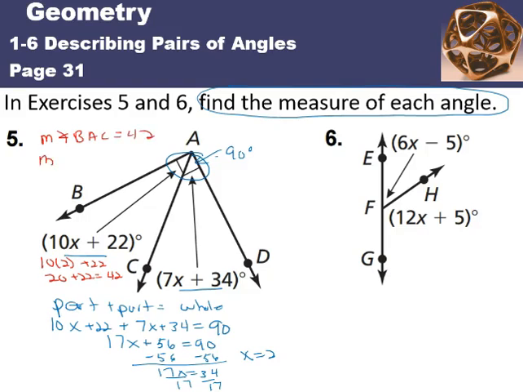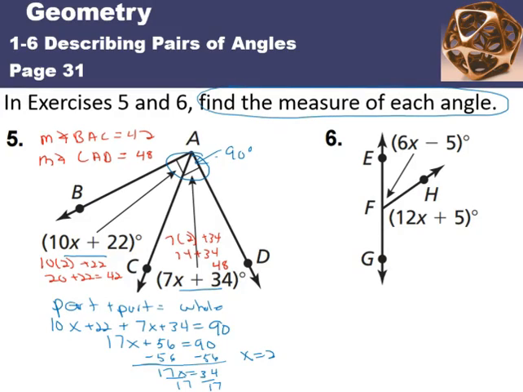We also have to find the measure of angle CAD. And I'm going to plug 2 in for that. So it's going to be 7 times 2 plus 34, or 14 plus 34. And that would give me 48. And then to check this, they have to add up to 90. So 42 plus 48 is 90.